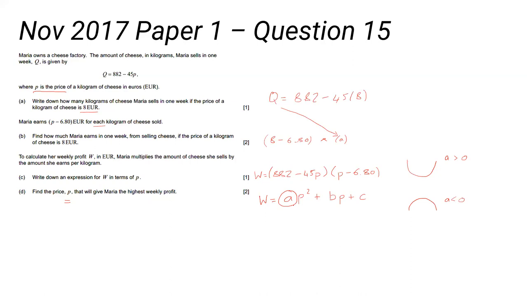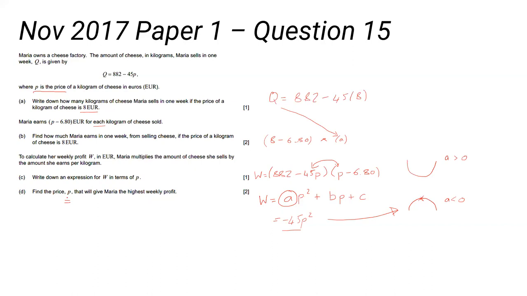So what do we have here? Is A going to be greater than zero or less than zero? Well, we're going to get the A value when we multiply these two terms together, negative 45p times p. So this is going to be negative 45p squared. So A is negative 45, which means we're going to have this shape of graph, which means we're going to have a maximum point there. And that is the value we're looking for.